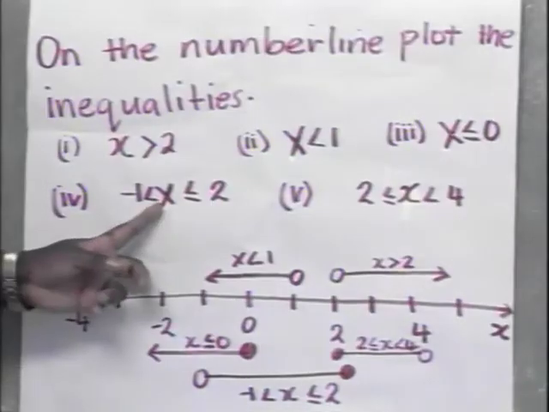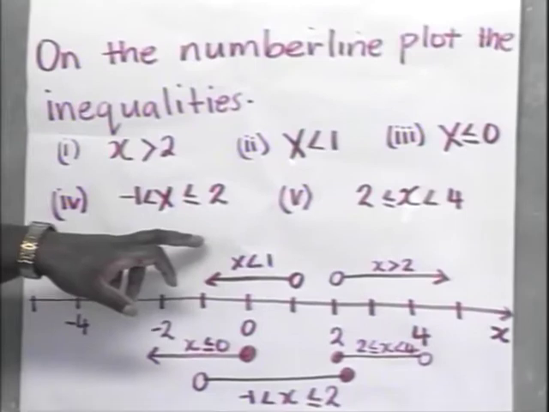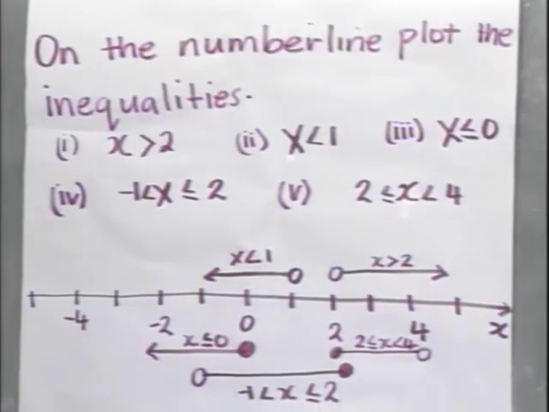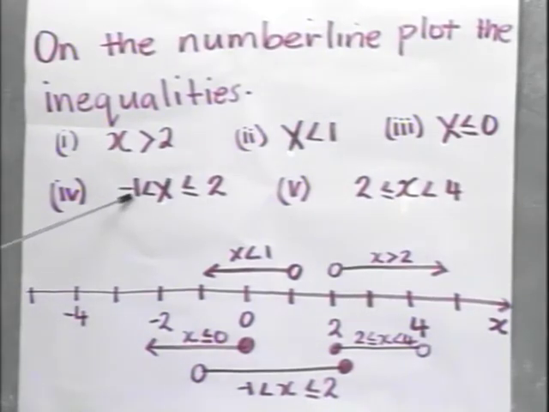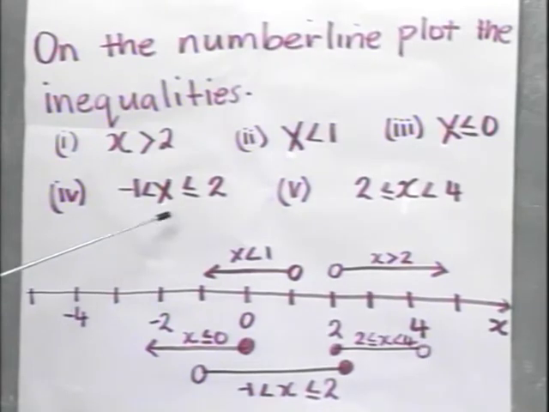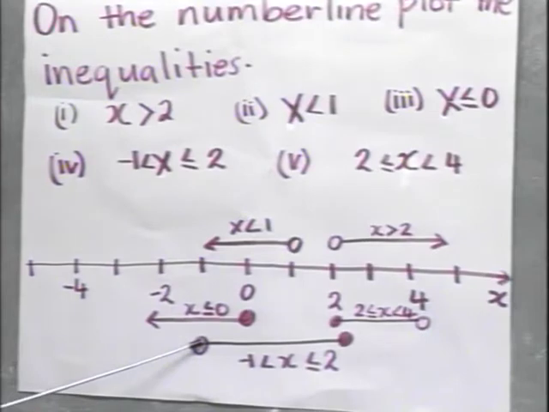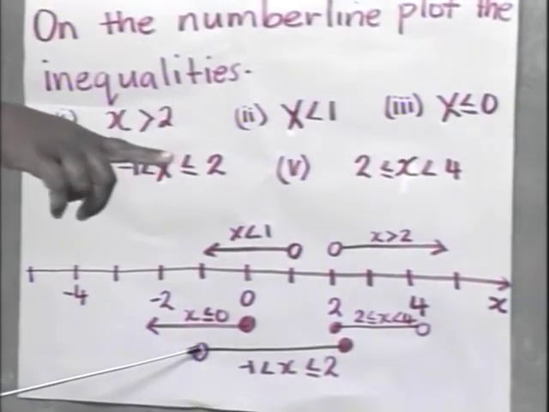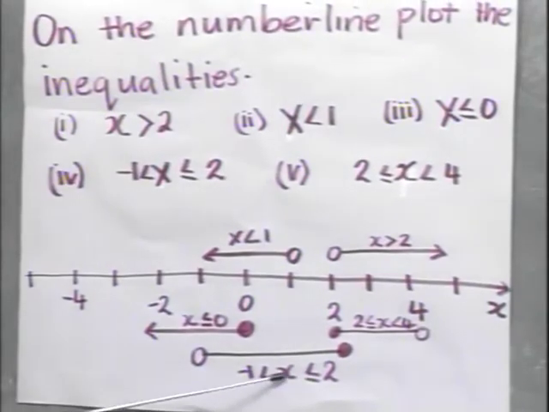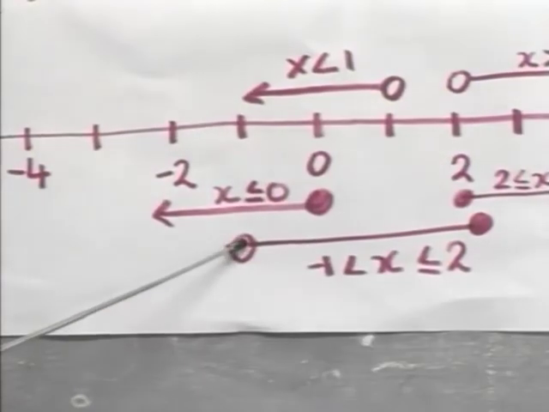Okay, now, at the same time, x is less than or equal to 2. We are talking about a set of numbers that are between minus 1 and positive 2, which means those numbers are greater than minus 1, but they are less than 2. Okay, have a look at the number line. The numbers must be greater than minus 1, so they must be on the right-hand side of minus 1. But the numbers must be less than 2, which means they are on the left-hand side of 2, which means the numbers are between minus 1 and 2.